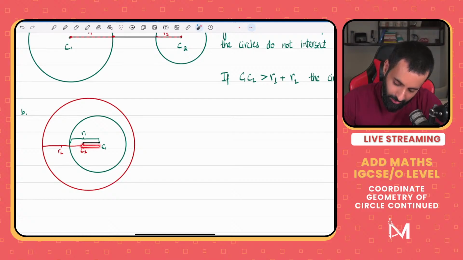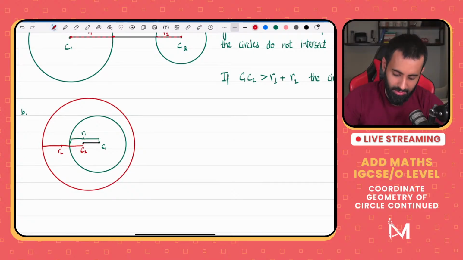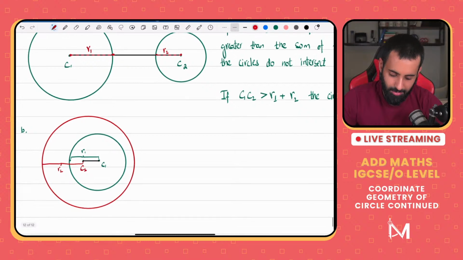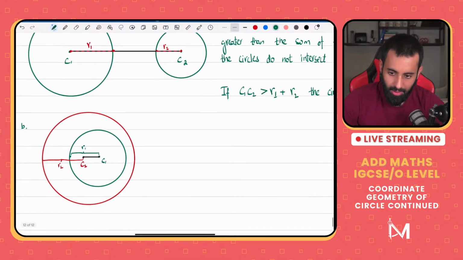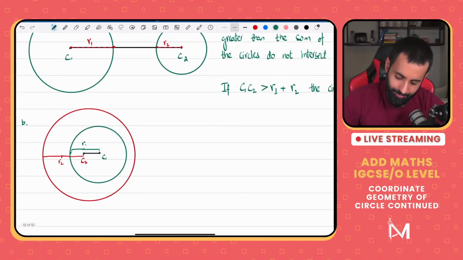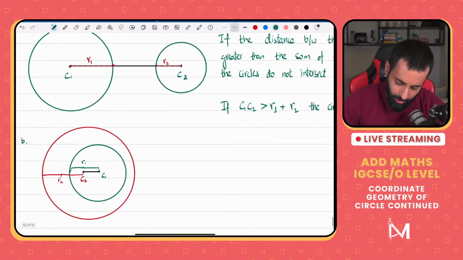Or in other words, the distance between the 2 centers, as you can see, is much less compared to the difference of the radii. So these are some rules that you have to remember. If you can make sense of them, that's great. If not, then I would suggest that you simply memorize them. No two ways about it.